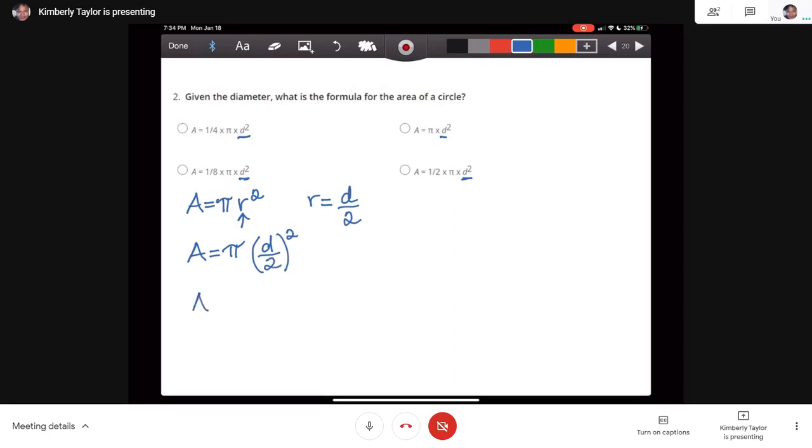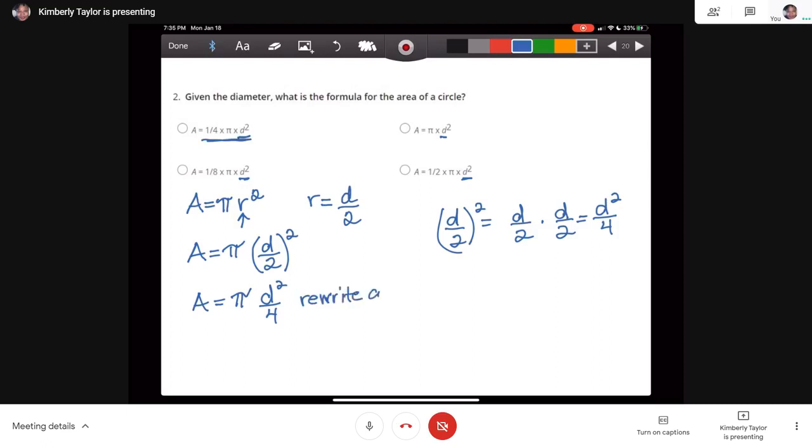And so if I keep going, I have my pi. Let's make sure we get this straight: d over 2 squared is not d squared times 2. It is d over 2 times d over 2, which is d squared over 4. So this is going to get you d squared over 4. None of the answers are written in this format, so you have to rewrite it as A equals 1/4 times pi times d squared. And so you want this answer choice here. Okay, next question.